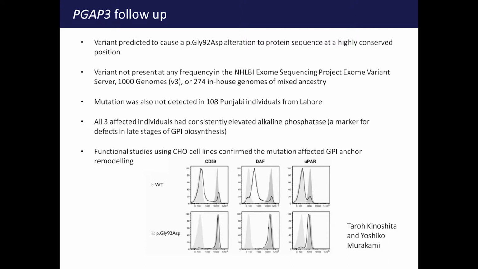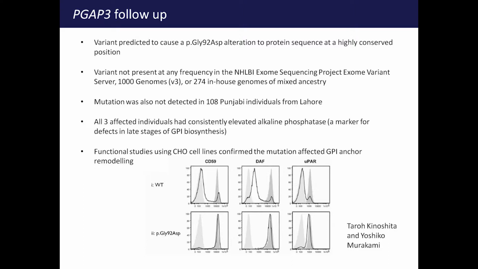What was interesting at that point, we found that there had been some biochemical testing done, and all 3 kids in this family had elevated serum alkaline phosphatase, and this is actually quite a good marker for defects in the late stages of GPI anchor biosynthesis. And this PGAP3, that's exactly the pathway that this gene is involved with. So at that point, I really thought this was the gene that was actually causing the disease.